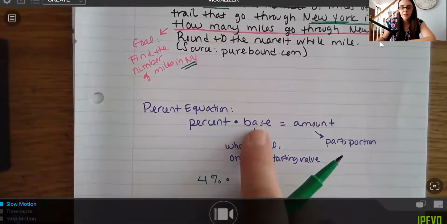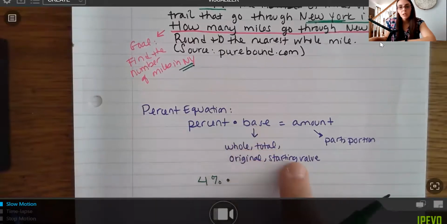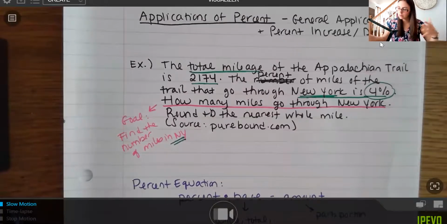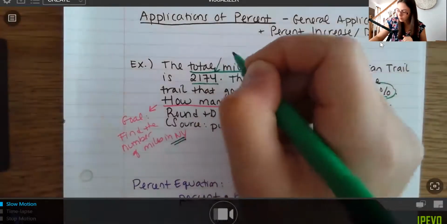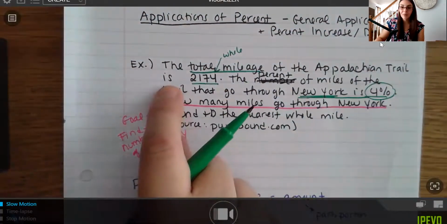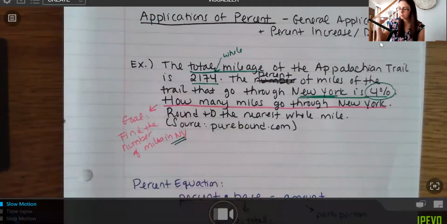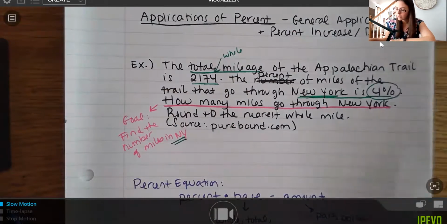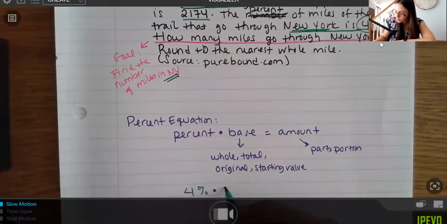Now, your base is typically representative of the whole or the total. So in this particular example, the whole would be the entire Appalachian Trail, right? So this is my whole. And it's kind of tricky because you have the word is here, right? So you may be thinking, well, no, is means equals, that should be on the other side. But with application problems, with word problems, sometimes the word is just the word is, right? It's an English word. We have to use it sometimes. So it doesn't actually represent equals in this case. So we're looking at the total here, and our total is 2,174.